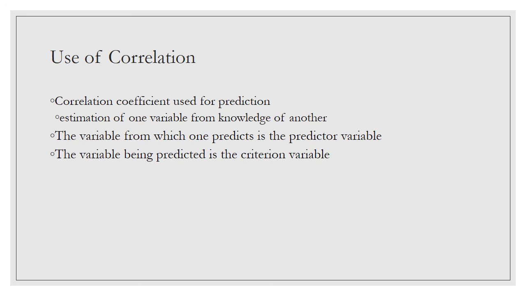Sometimes that causal relationship helps us make things like predictions. So a correlation could be used in a prediction model. We want to estimate one variable from the knowledge we have about another variable. The variable from which one predicts is the predictor variable, and the variable being predicted is the criterion variable, our outcome.